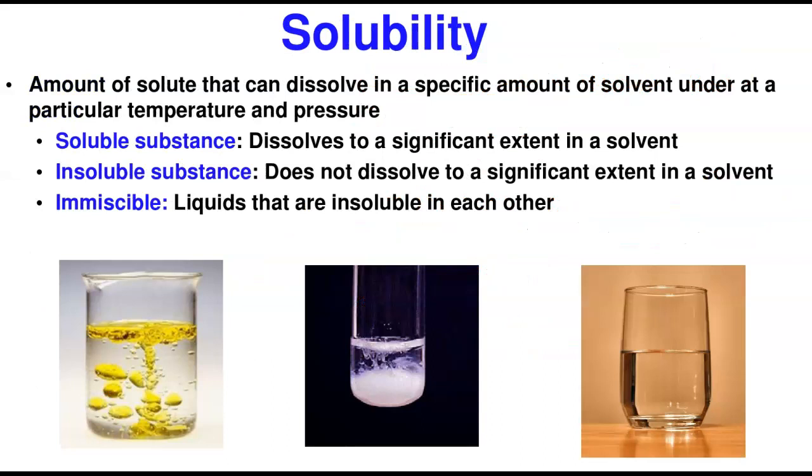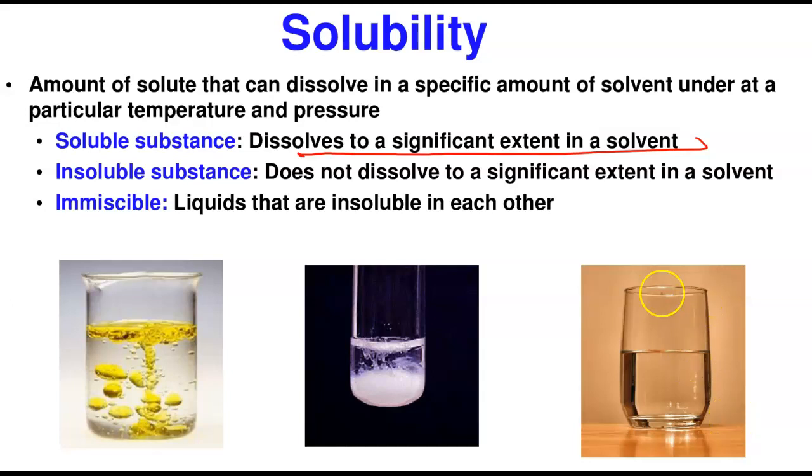All right, let's move on to solubility. Solubility is a quantitative measurement of the amount of a particular solute that can be dissolved in a particular solvent. How much of this solute can dissolve in a particular solvent? There are three ways to use this solubility vocabulary. A soluble substance is any substance that will dissolve to a significant extent. When sodium chloride or sugar dissolves in water, it dissolves so completely that you cannot even separate the two of them.